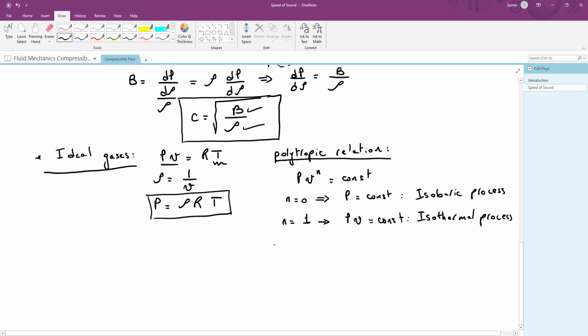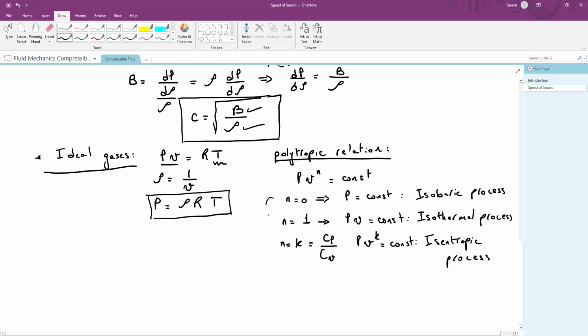Okay? And the last one that I want to talk about is when n is equal to K, where K is the specific heat capacity ratio, which is the specific heat Cp at constant pressure divided by the specific heat Cv at constant volume. So when n is equal to K, we'll have PV^K equal to a constant, and this process is called an isentropic process. A process happening at constant entropy.